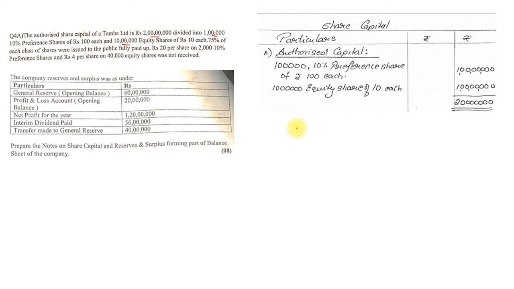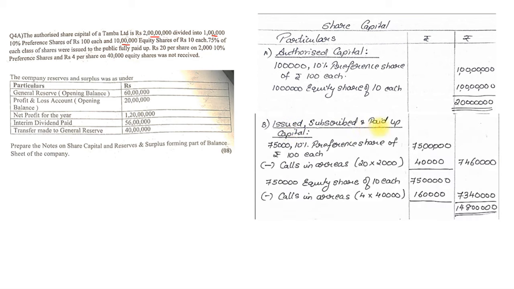Now part B will be issued, subscribed and paid up capital. So it will be 75,000 10% preference shares of 100 each, 75 lakhs as we discussed, less calls in arrears, that is 20 into 2,000, so that's 40,000. We subtract and we put it outside. Similarly, 7 lakh 50,000 equity shares of 10 each, 75 lakhs, and calls in arrears was 4 into 40,000, which came to 1 lakh 60,000. We subtracted and we got 73 lakh 40,000.